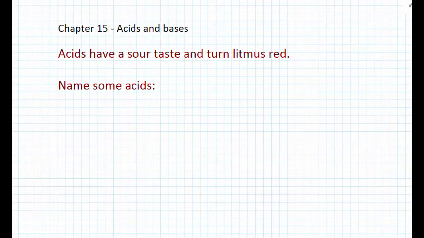Let's talk acids and bases. Seems like we've been talking about acids and bases for a while. Let's actually finally get to it.